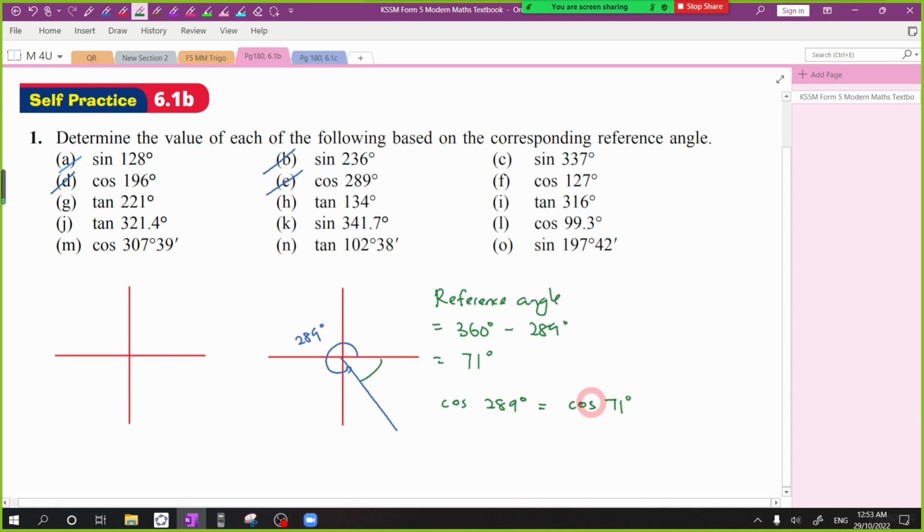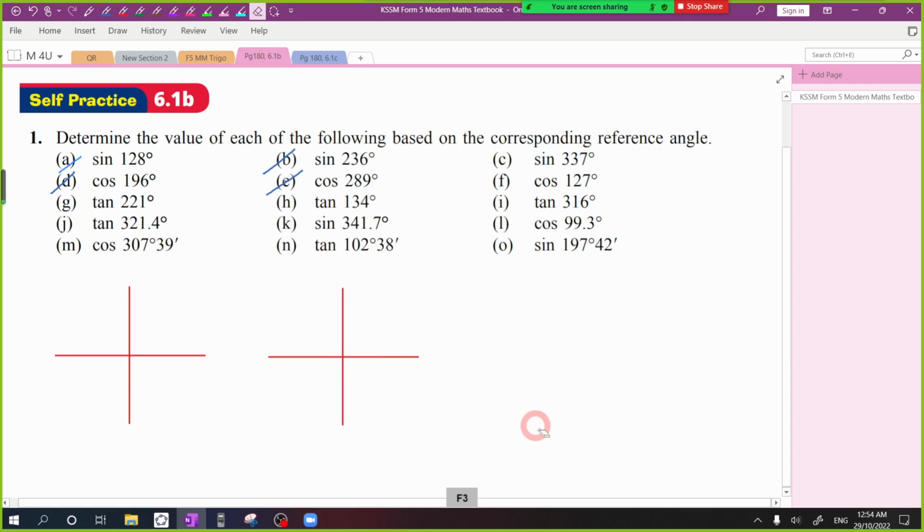And then we start to think, should I add a negative sign? According to ASTC, we know that in this quadrant, cosine should be positive. Now, we are talking about cosine, so we don't have to add a negative sign. Just press your calculator, cosine 71. 0.3256. Okay, so next question, let's try K.